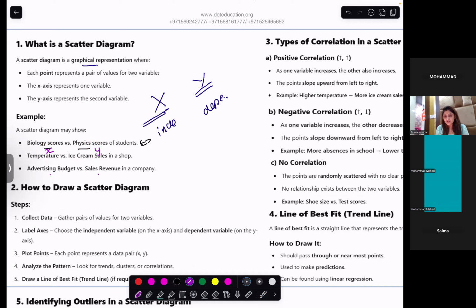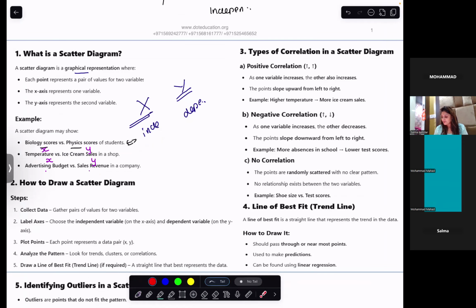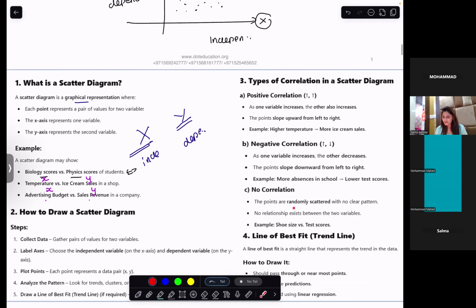Advertisement budget and sales revenue. Is there any relationship? Okay, so sales revenue would be Y and advertisement budget would be X. So we have three types of correlation. One is a positive correlation, one is a negative correlation, and one is no correlation.